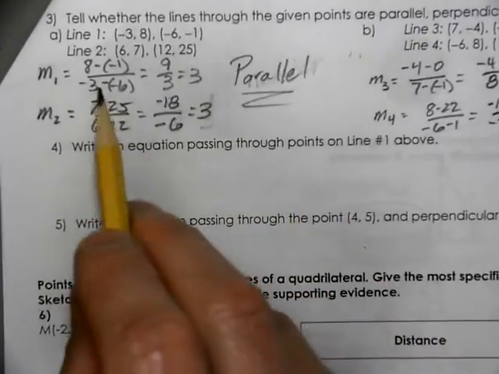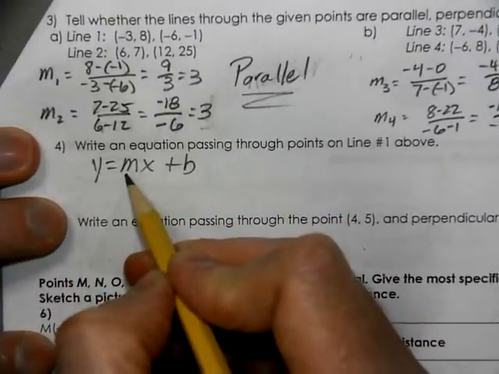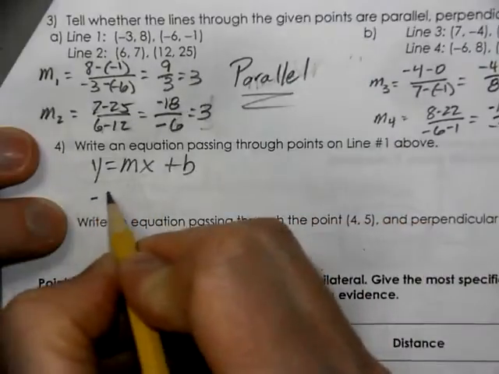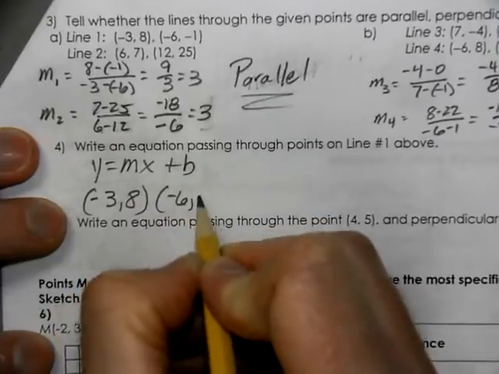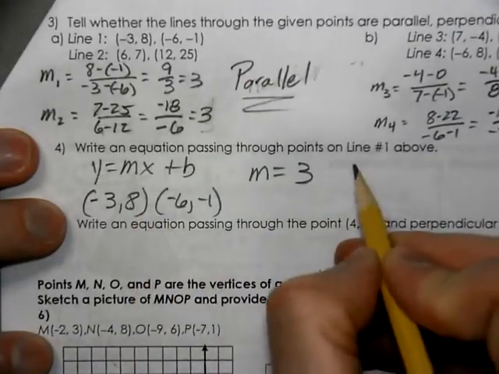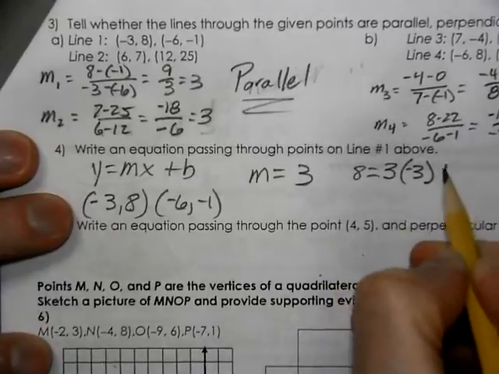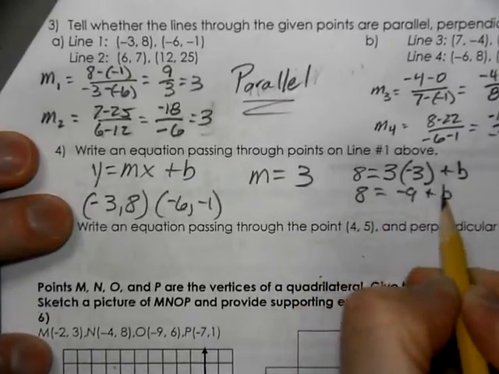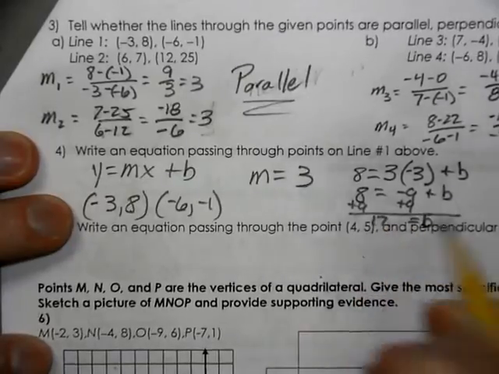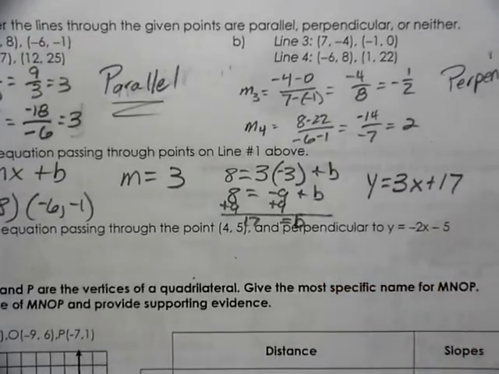We're going to write an equation of the points that go through line 1. Well, we're going to take y equals mx plus b. We need to know our slope. That's going to be 3. We need to have a point. You can use either point from line 1. So our slope is 3. That came from above. We're going to use our point. So 8 equals mx plus b. So we add 9 to the other side. So b equals 17. So our final answer is y equals 3x plus 17.